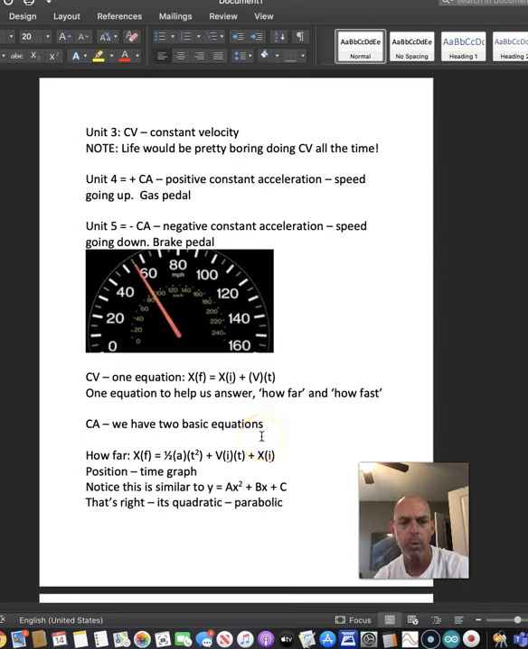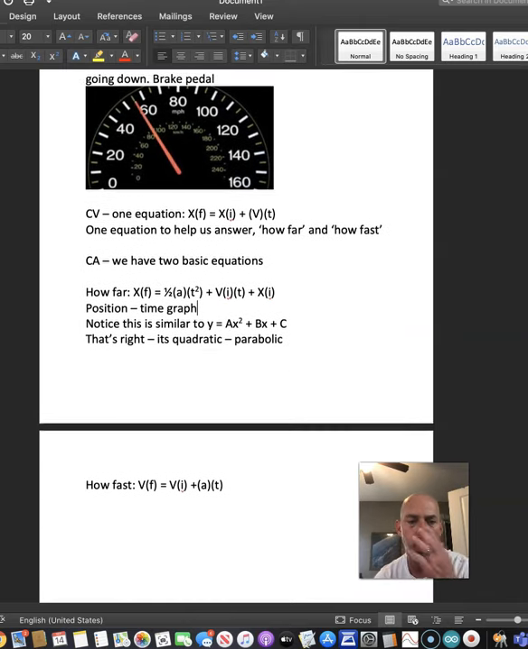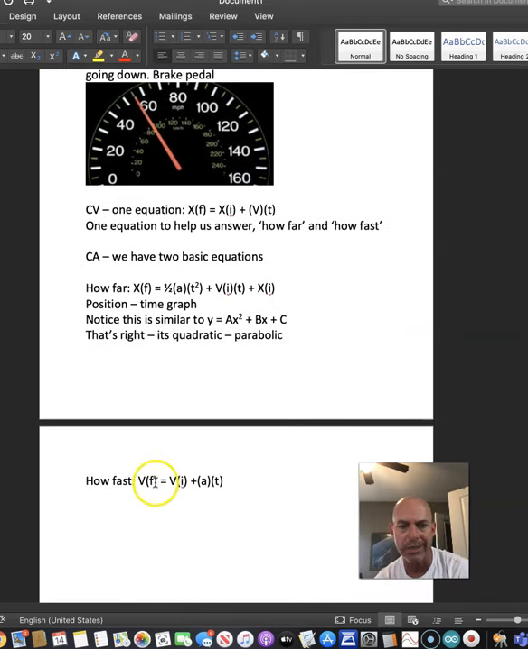So with CV, our position time graph was a linear function. But now with CA, our position time graph is going to be parabolic. It's going to be a little more challenging. I'm going to explain that in my notes later. This little video is just kind of an intro. So our how fast equation, now look, it's a linear function. So this is going to be then a velocity time graph.